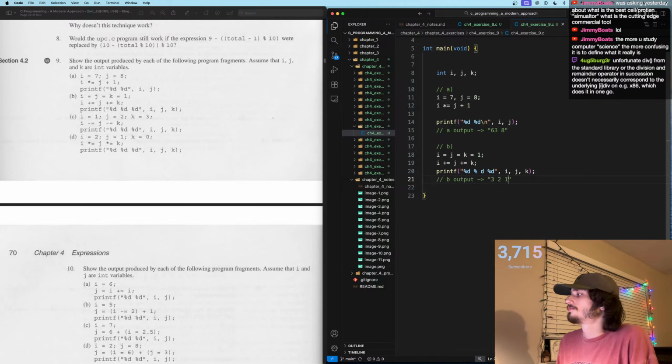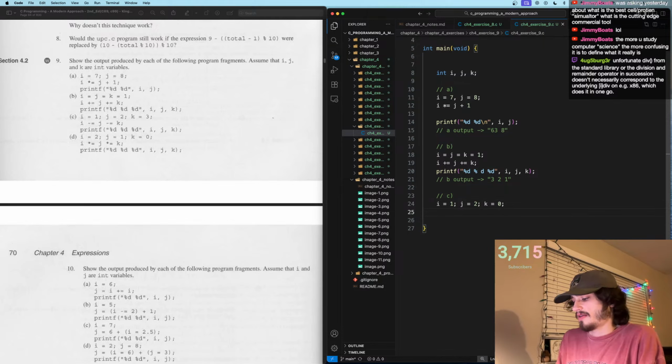C. i is equal to 1. j is equal to 2. And then k is equal to 0. We're going to have i <= j <= k. We're going to printf, the same thing here.